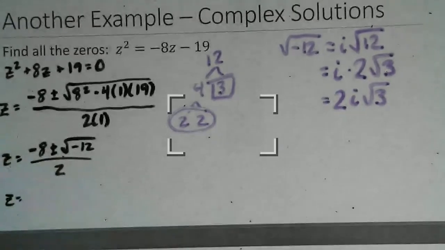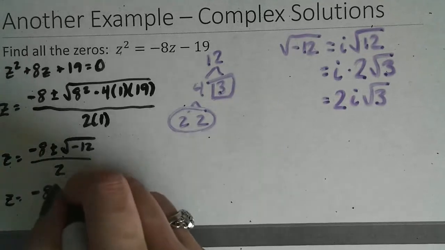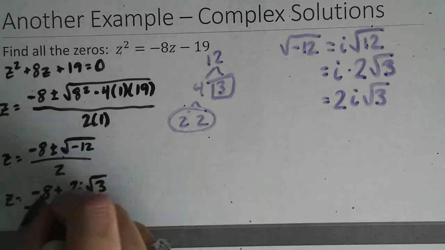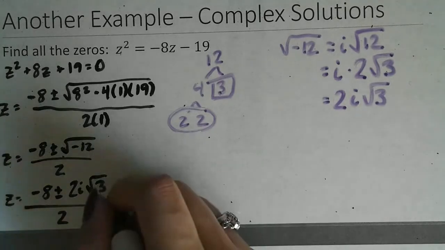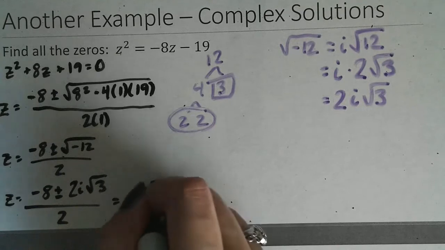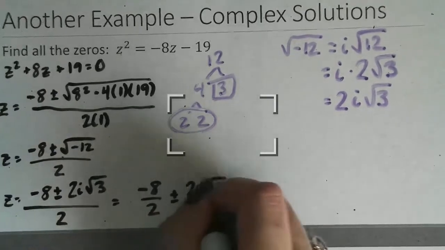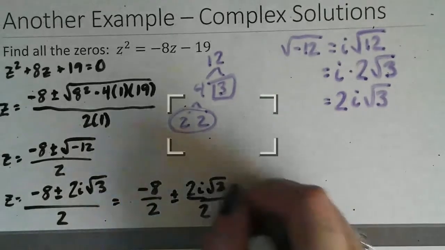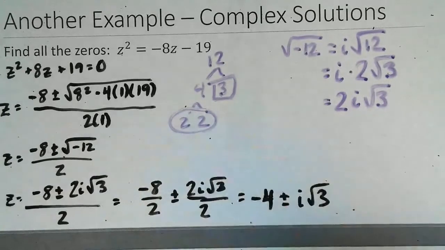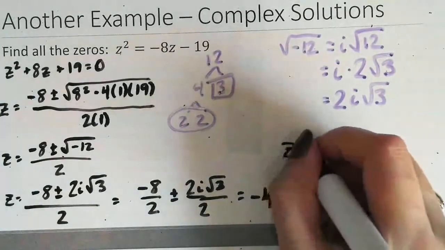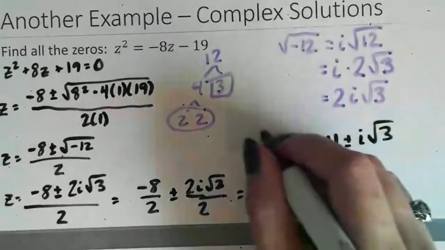So going back to our original problem, we're going to have z is equal to negative 8 plus or minus 2i times the square root of 3 all over 2. This is going to reduce like the last one, so I'm going to go ahead and break it up. So we have negative 8 over 2 plus or minus 2i times the square root of 3 over 2, which is negative 4 plus or minus i times the square root of 3. So that will be our solution. z is equal to negative 4 plus or minus i times the square root of 3.